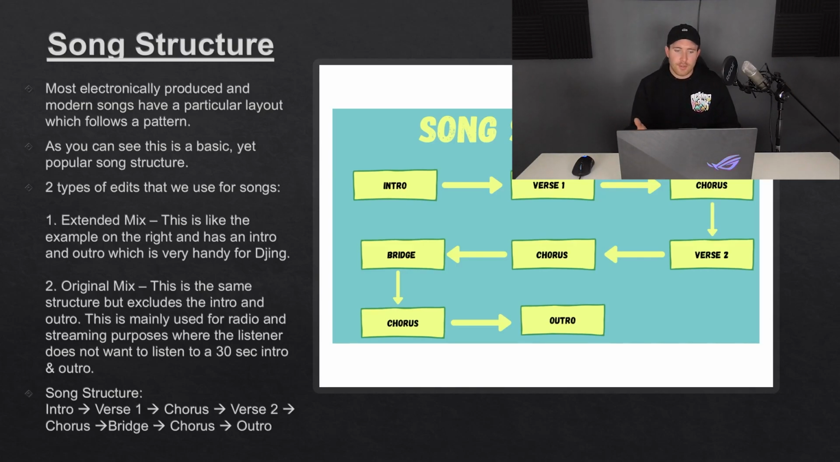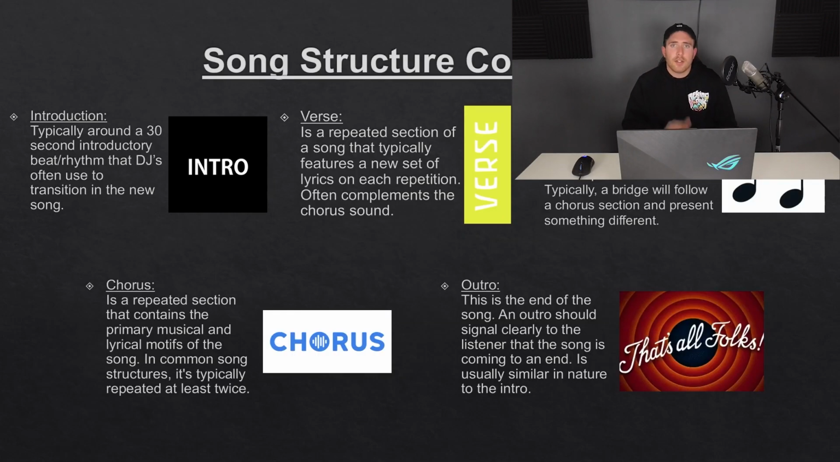Then we go into verse 2, another chorus. And then after the second chorus, it often goes into a bridge, which isn't really a verse. It's more like a small build-up, which leads into the last chorus again. So a bridge is that small build-up a lot of the time. And then we have the outro if it is an extended mix, which is what we need a lot of the time for DJing.